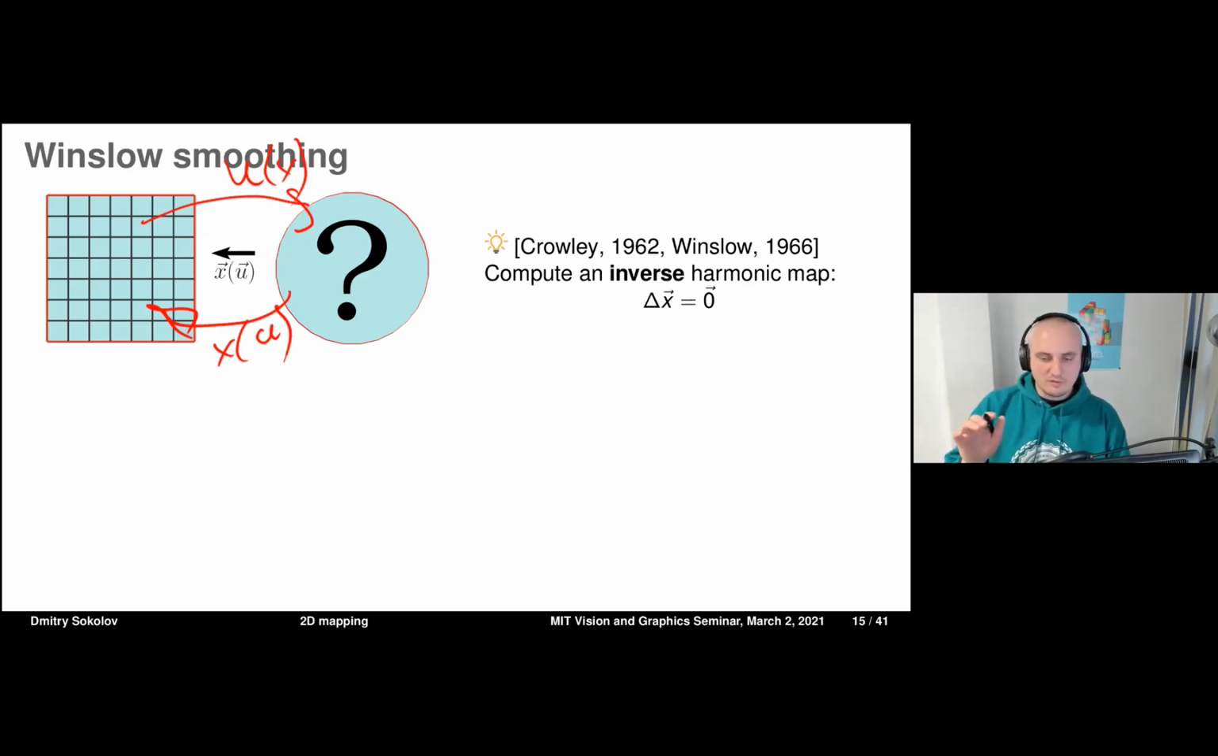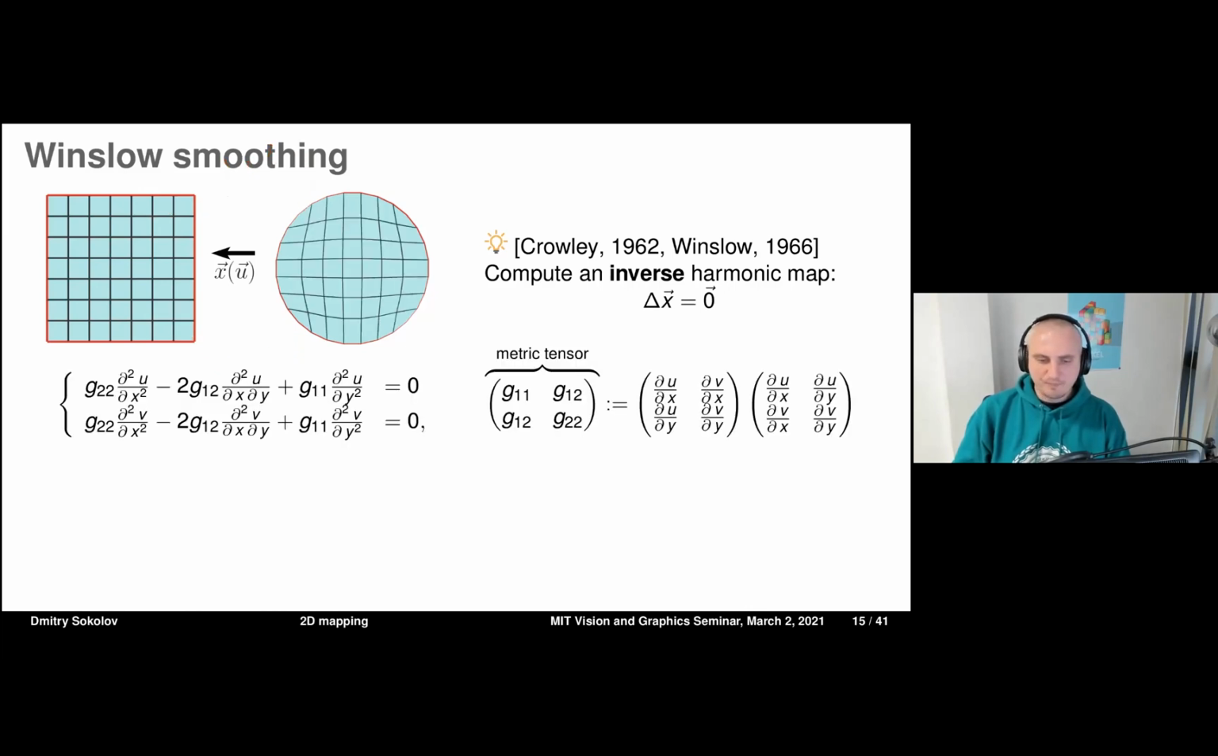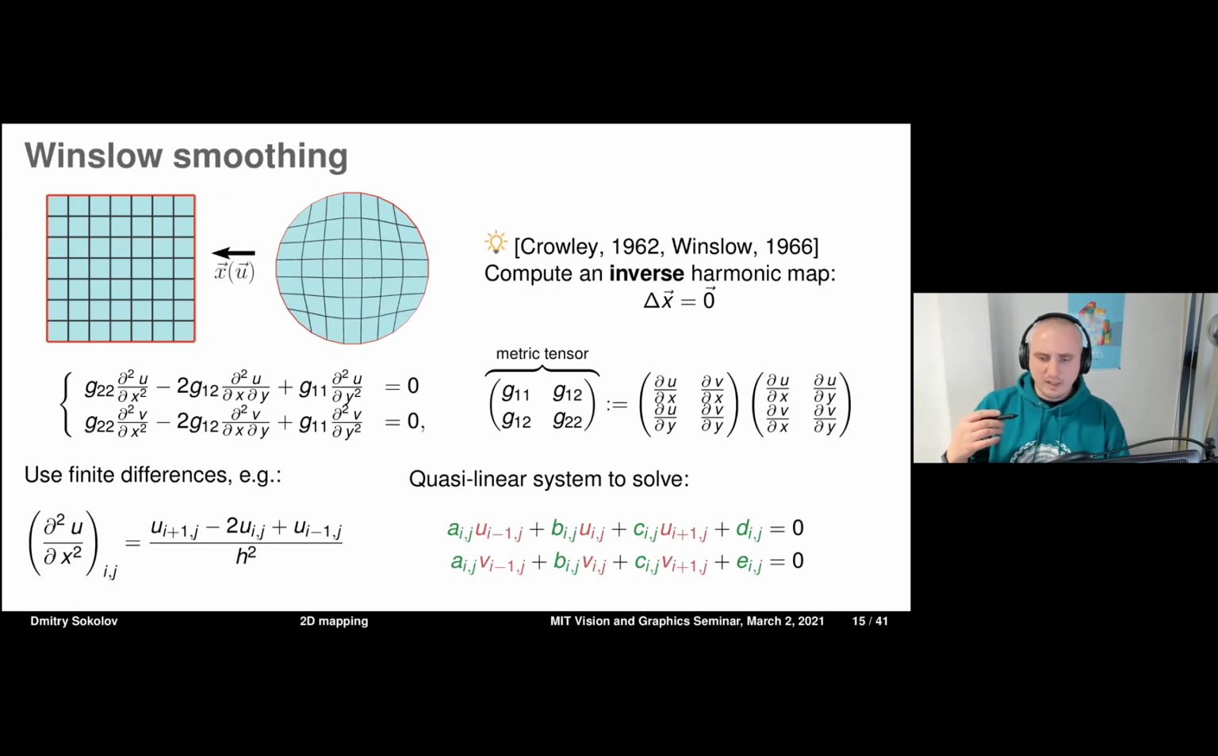So the idea is to solve the same Laplace's equation, but for the inverse map. The difficulty, however, is that our unknowns are the vertices in the UV space and not XY space. With our variables, the Laplace's equations look like this, where G is the corresponding metric tensor. To actually solve this equation, as before, we can approximate the second-order partial derivatives by finite differences, and this results in a quasi-linear system to solve.